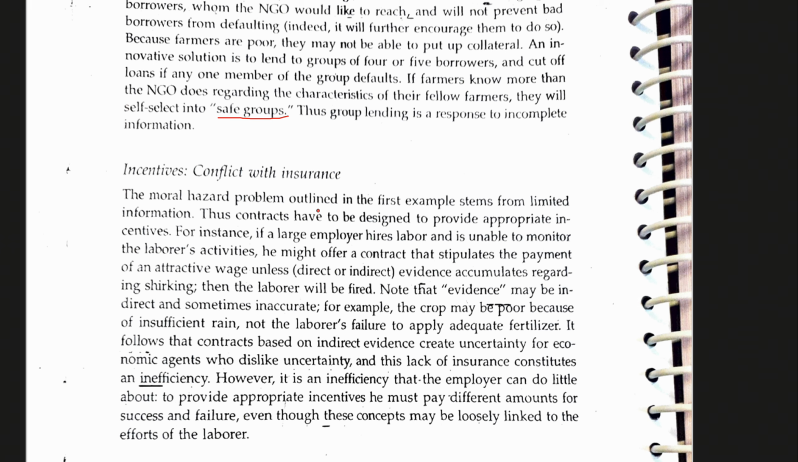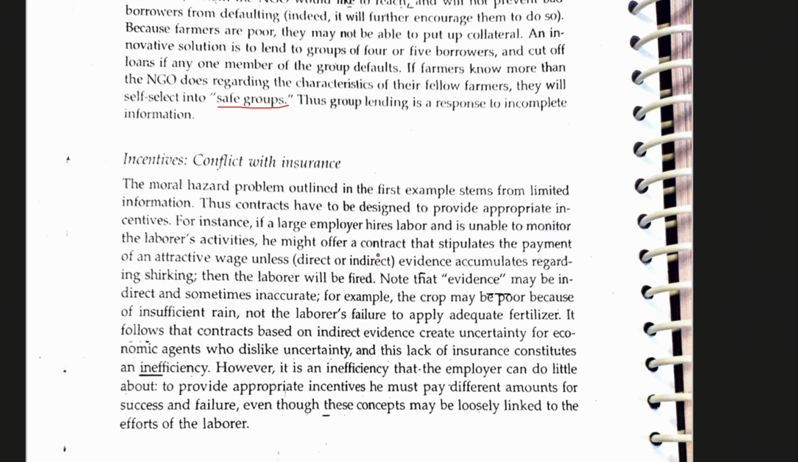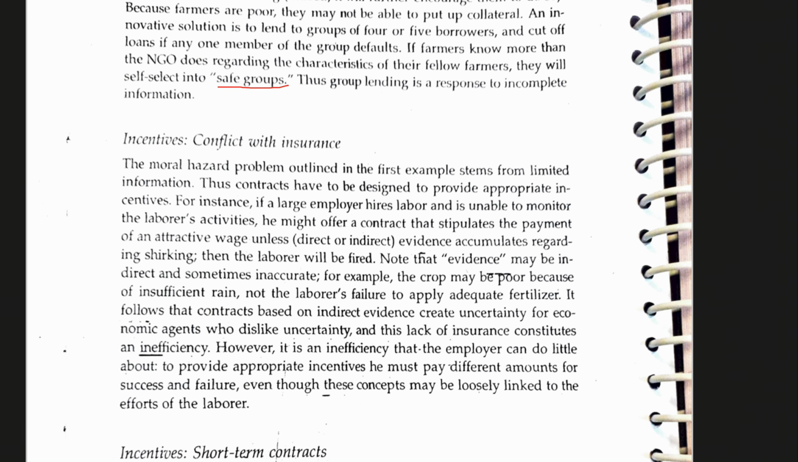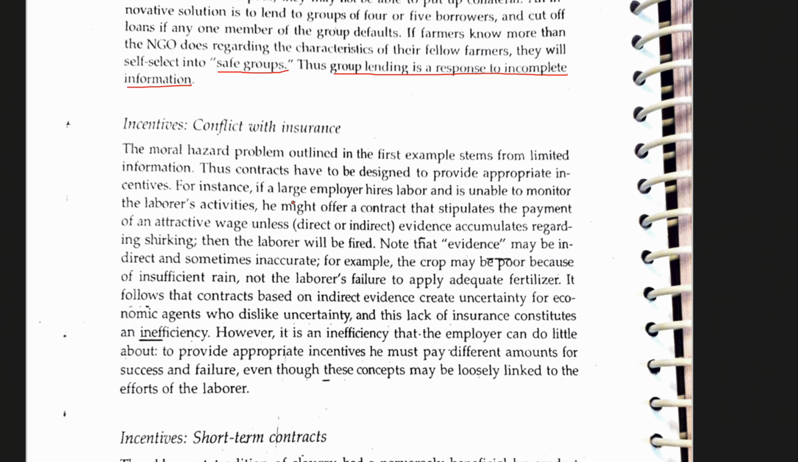If 4 of them are good people, they will not let a fifth person who is a bad borrower, who they perhaps know would not be able to pay back the NGO, join, and thus it will be a safe option both for the 4 farmers as well as for the NGO. Thus, group lending is a response to incomplete information. So if you have incomplete information about the borrowers, then you group lend.